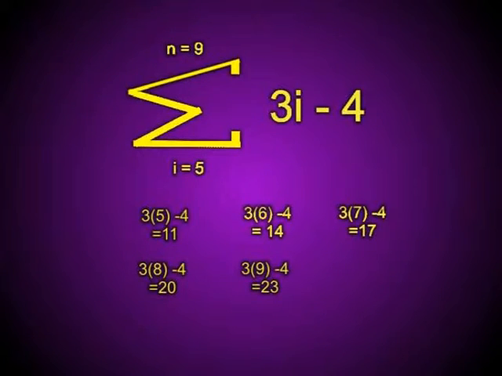The reason that is our last term that we are substituting in is because at the top of the sigma sign we have n is equals to 9, which means that our last integer value we substitute in is 9. 3 times 9 minus 4 is going to equal 23. Now that is not the end of it. That is only our terms that we are looking for. We need to find the sum of.